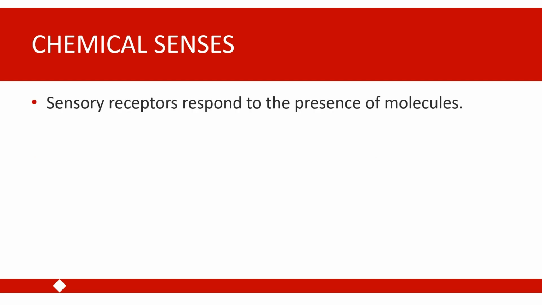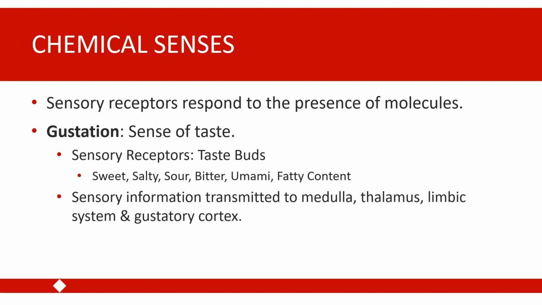And these are called our chemical senses because these are senses where the sensory receptors are responding to the presence of molecules in the environment. Our first chemical sense is our gustatory sense, or our sense of taste. The sensory receptors for our sense of taste are located on the tongue.